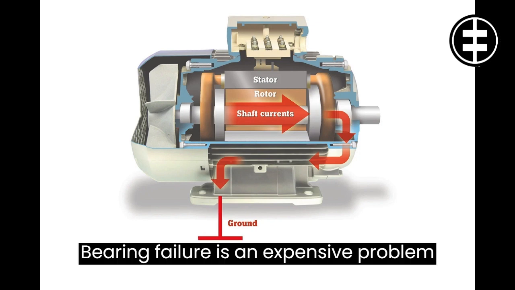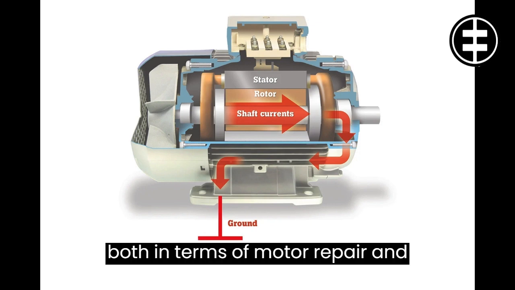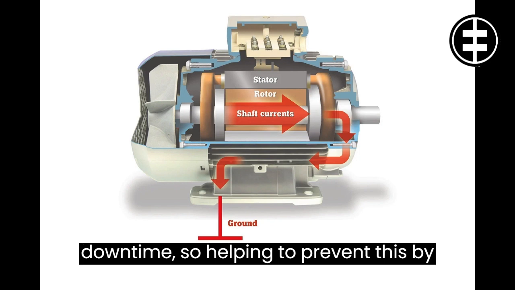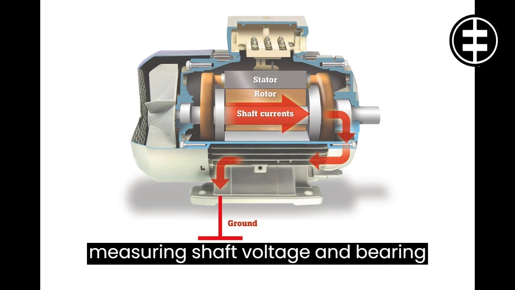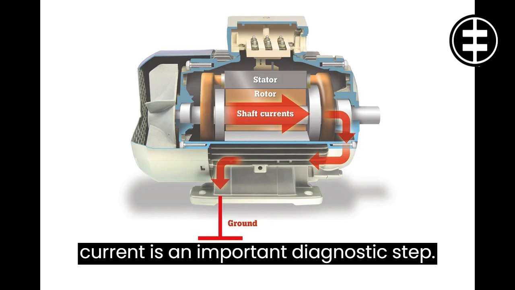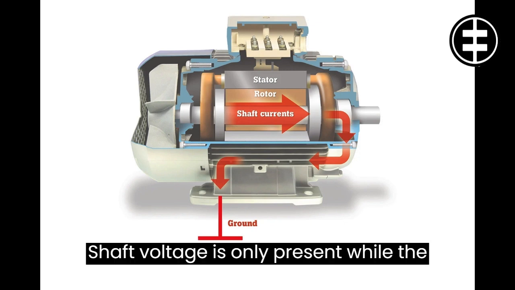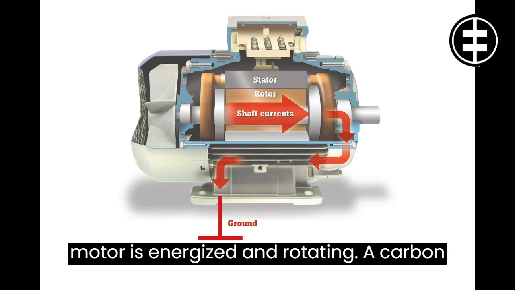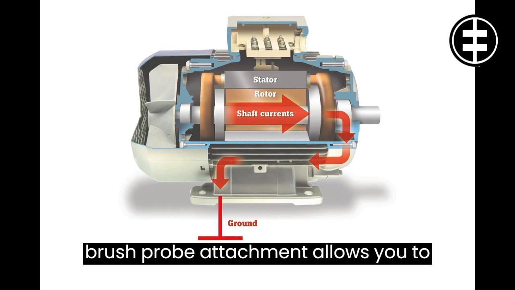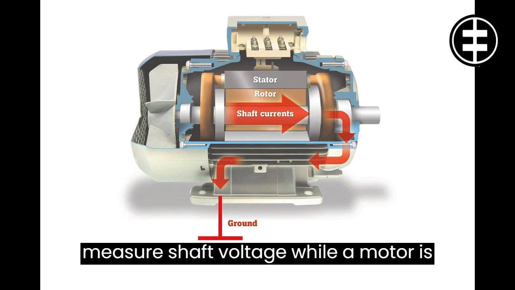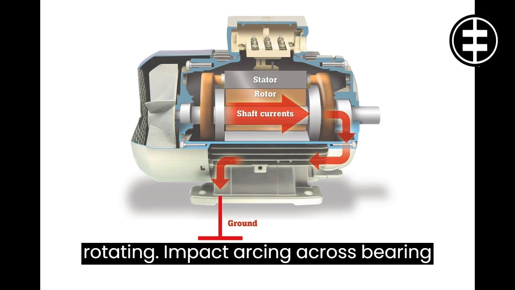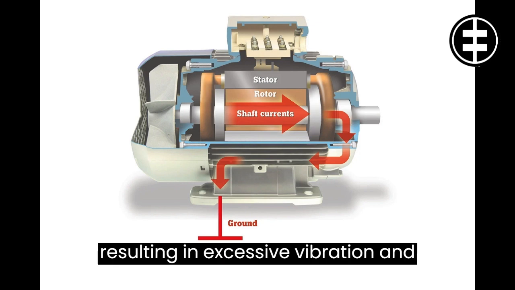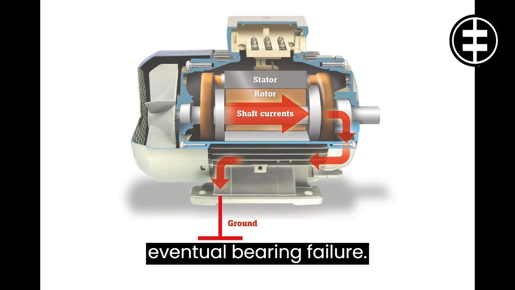Bearing failure is an expensive problem both in terms of motor repair and downtime, so helping to prevent this by measuring shaft voltage and bearing current is an important diagnostic step. Shaft voltage is only present while the motor is energized and rotating. A carbon brush probe attachment allows you to measure shaft voltage while a motor is rotating. Impact: arcing across bearing surfaces creates pitting and fluting, resulting in excessive vibration and eventual bearing failure.